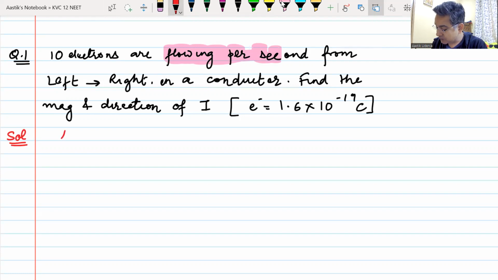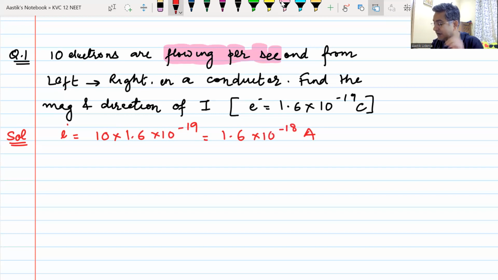So current is total charge divided by total time. It is given that charge is flowing per second, so you just have to find out how much charge has flown in 1 second. 10 electrons, the charge on one electron is 1.6 into 10 raised to the power minus 19. That much charge has flown in 1 second, so that is your current. So your answer is 1.6 into 10 raised to the power minus 18 amperes. That is the current that is flowing.